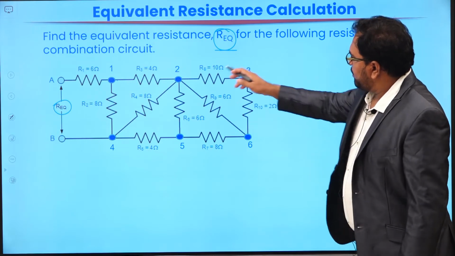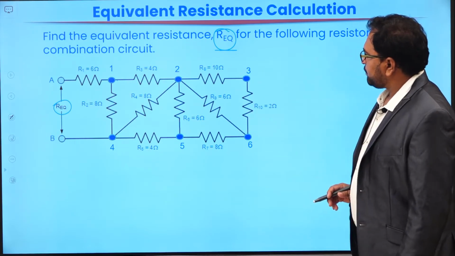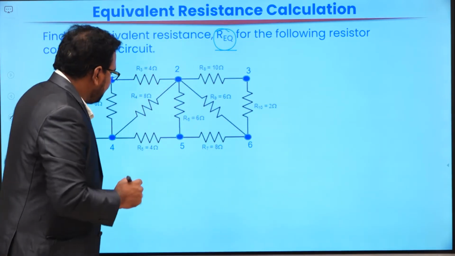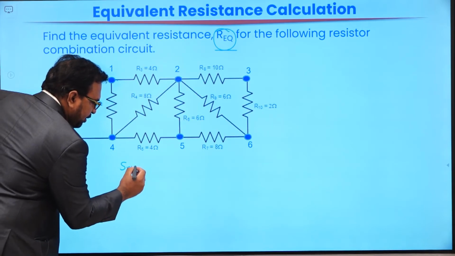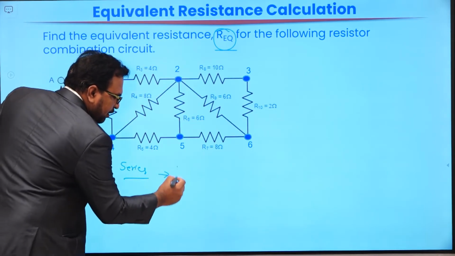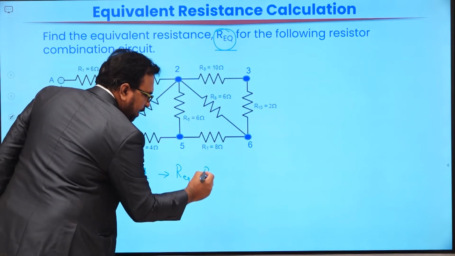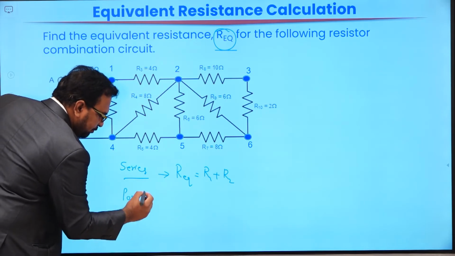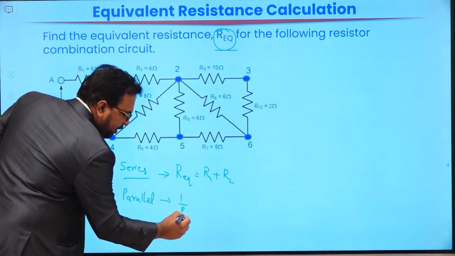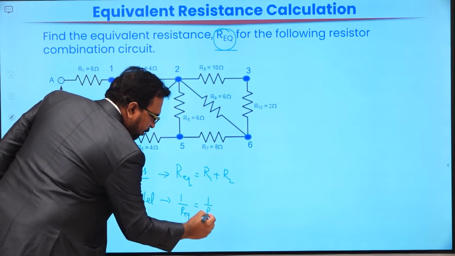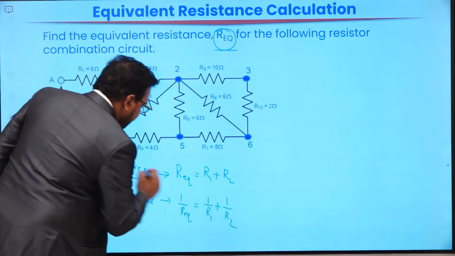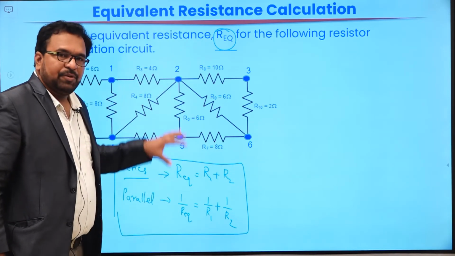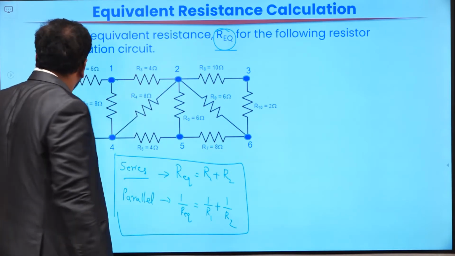Starting from this end, let us see which resistors are in series and which are in parallel. In case of series connection, the R equivalent is nothing but R1 plus R2. And in case of parallel, the R equivalent can be calculated by using 1 by R equivalent is 1 by R1 plus 1 by R2. These are the two formulas that we already derived. Now these two formulas are going to be used to solve this problem. Let us start.